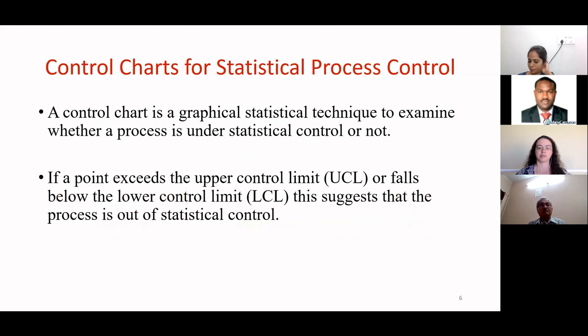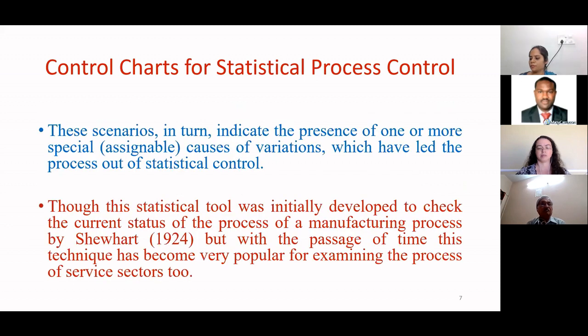A control chart is a graphical statistical technique to examine whether a process is under statistical control. If a point exceeds the upper control limit or falls below the lower control limit, this suggests that the process is out of statistical control. These scenarios in turn indicate the presence of one or more special or assignable causes of variation which have led the process out of statistical control.